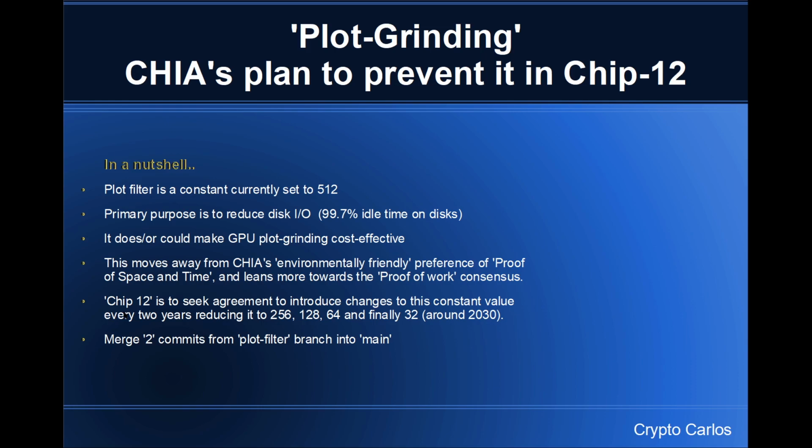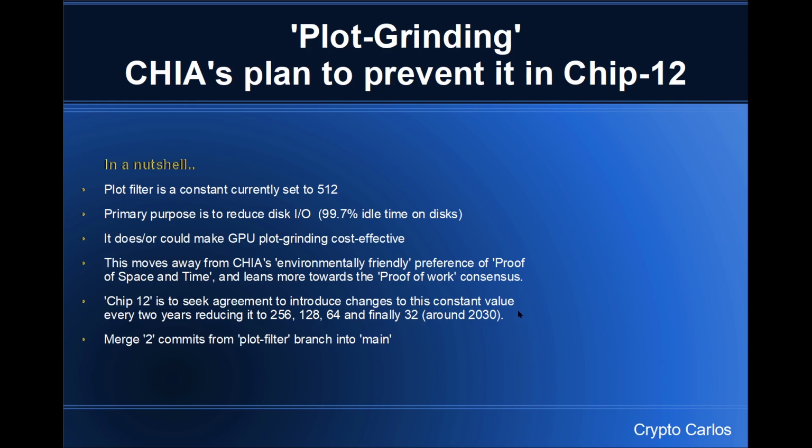CHIP 12, this document, is to seek agreement to introduce changes to this constant value, so that every 2 years it reduces. So in the first 2 years we'll go down to 256, then 2 years after that reduced to 128, and 64 and 32 finally, 32 being reached around 2030. And there you can see that aligns very much with the United Nations sustainability goals of Agenda 2030. So this looks like why they want to put this in place now.